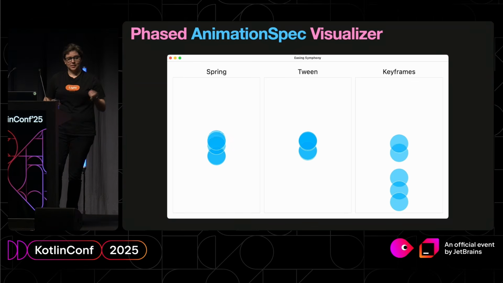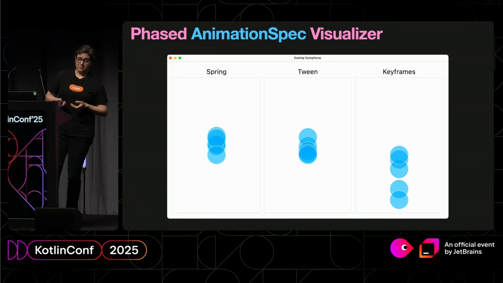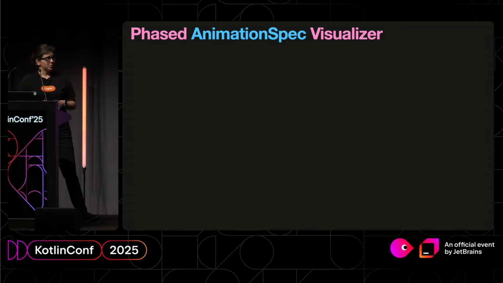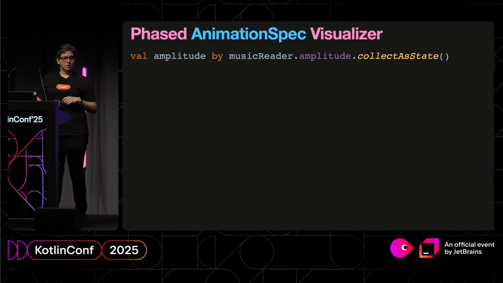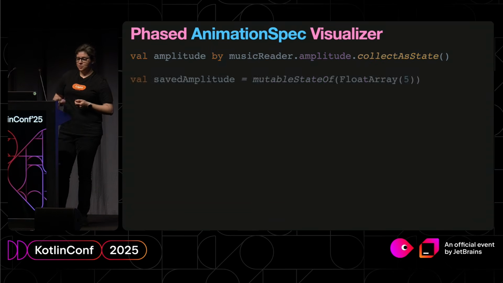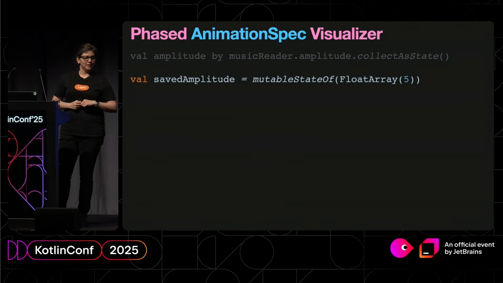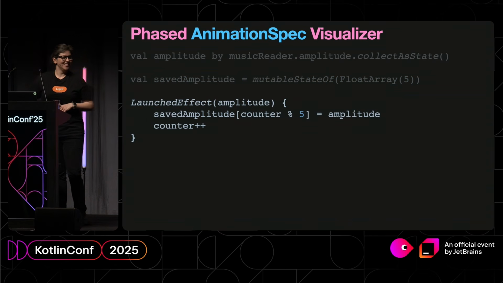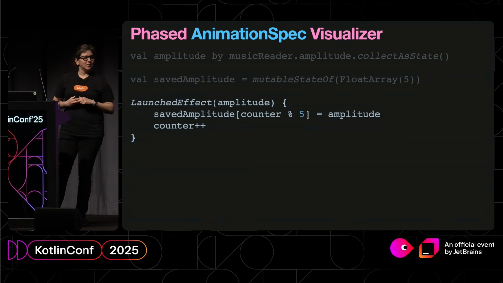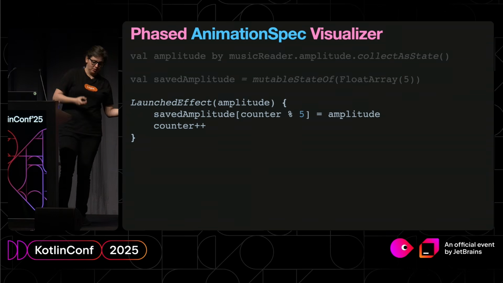Now, in order to reach this, I'm actually not going to be using a lot of animations. I'm just going to grab my amplitude, and instead of consuming it right away, I'm going to create a saved amplitude lazy float array that is going to preserve my last 5 values. And then I'm just going to be a lazy person and create a launched effect to attach to my amplitude, and then just populate this float array every time I get more, right? So every time I get an amplitude, depending on how many I have saved, I'm going to be iterating the value among these 5, which is going to cost me a memory of 5 amplitudes for this.